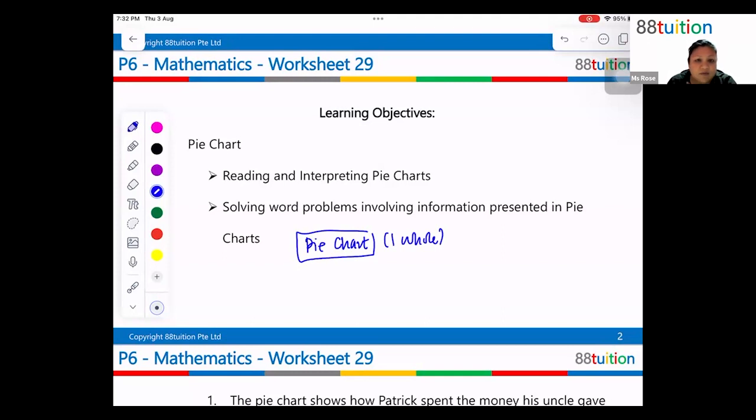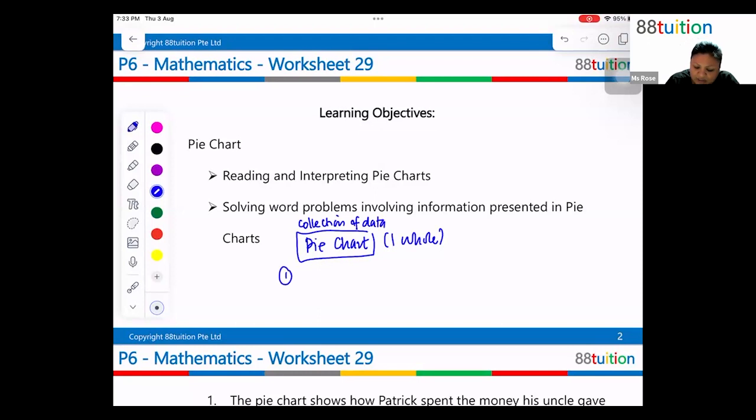So instead of using whole numbers, we can also use other forms to get information from the pie chart. These are just collections of data, right? And these collections of data can be in the form of, besides whole numbers, what else can they give you in your pie chart? Besides whole numbers, very good.